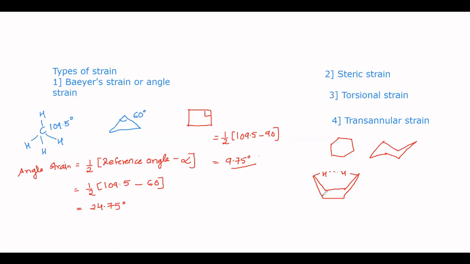But because of this non-planar structure, since these two carbon atoms come closer, these hydrogens cross their van der Waals radii. And that is going to create strain in the molecule. That strain we call the transannular strain. Okay, so these are the four types of strain: Bayer strain, steric strain, torsional strain, and transannular strain.